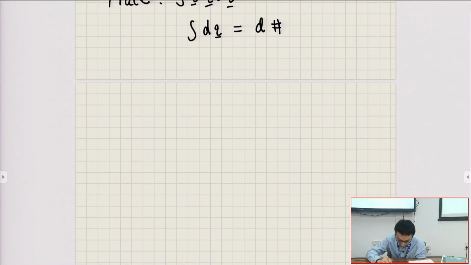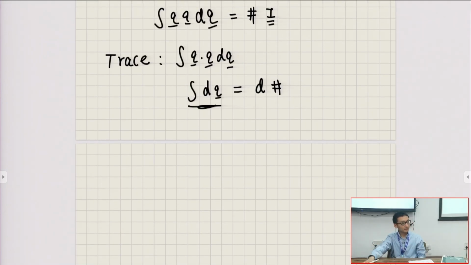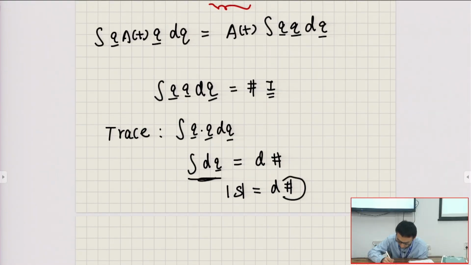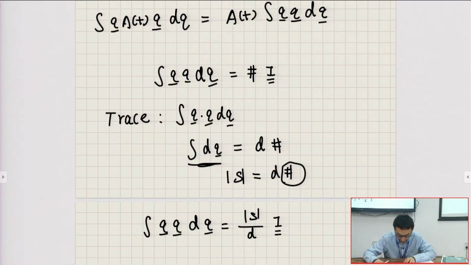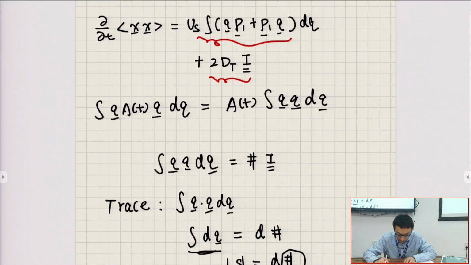Well, so this integral is just the volume of the rotation space, right? So I've defined that as S. So that's equal to d times this number. Therefore, I can find this number, which is S over d. So then the integral of QQ dq is S over d times the identity tensor. Again, that's a relation that's true in general, regardless of the dimensions. So that's good, which means we're done with our calculations.